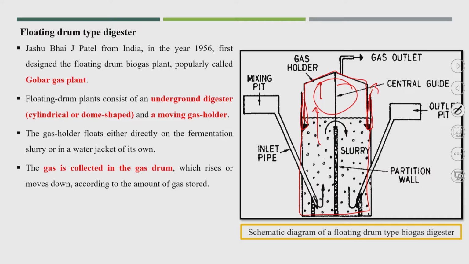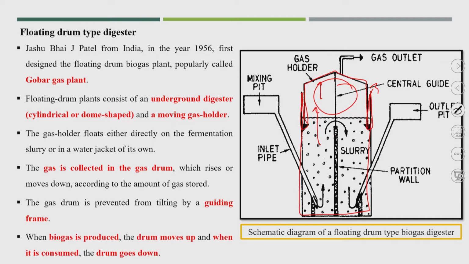The gas is collected in the gas drum, which rises or moves down according to the amount of gas stored, and the gas drum is prevented from tilting by a guiding frame, because a guiding frame will be required so that it rises upward properly. When the biogas is produced, the drum moves up, and when it is consumed, the drum goes down.